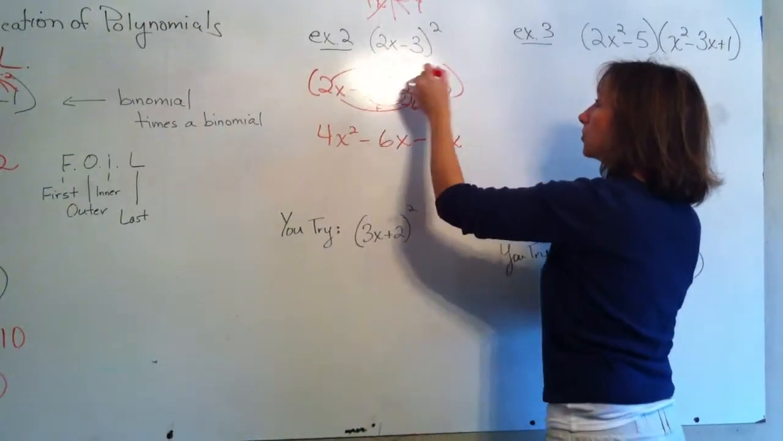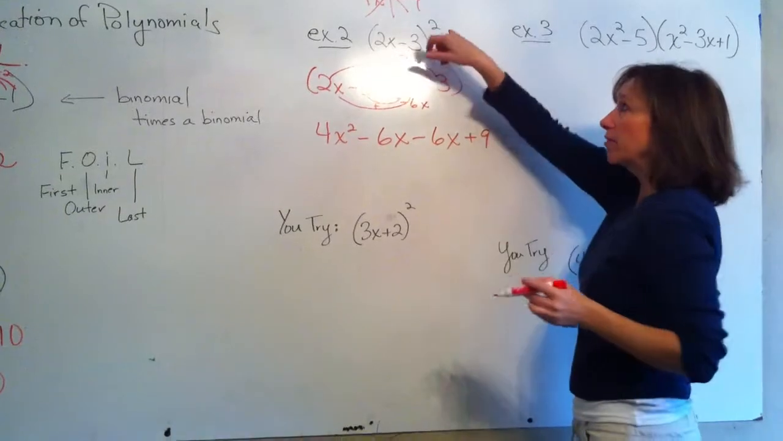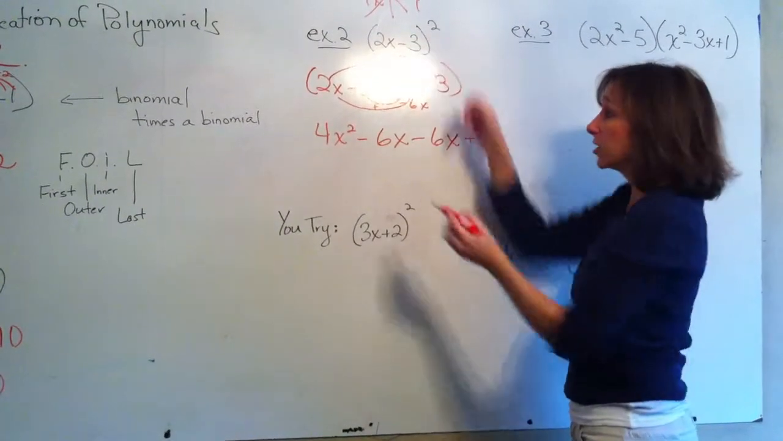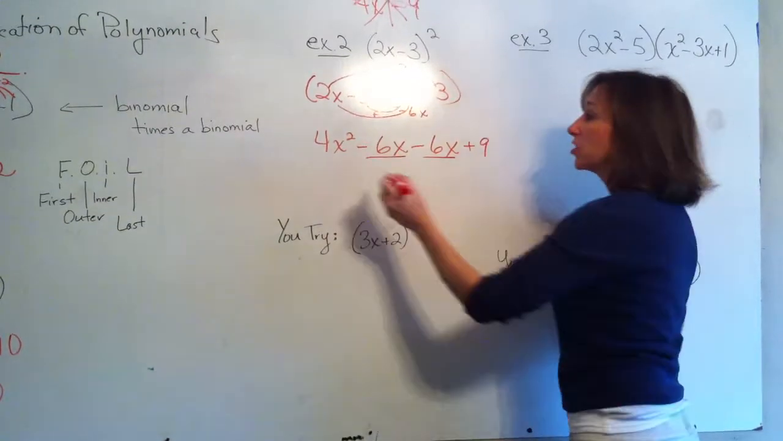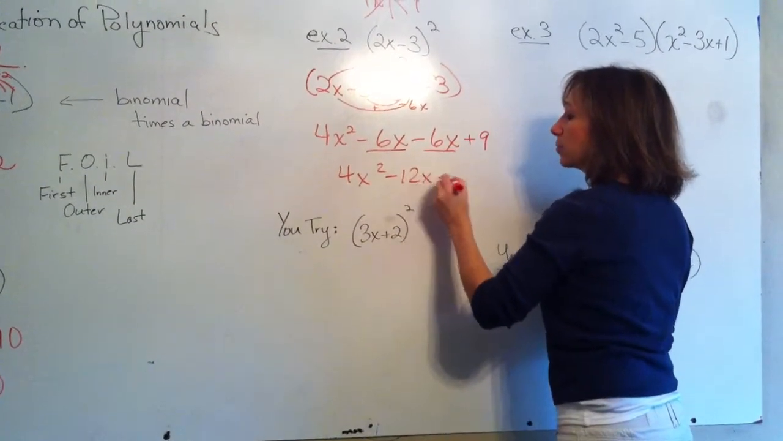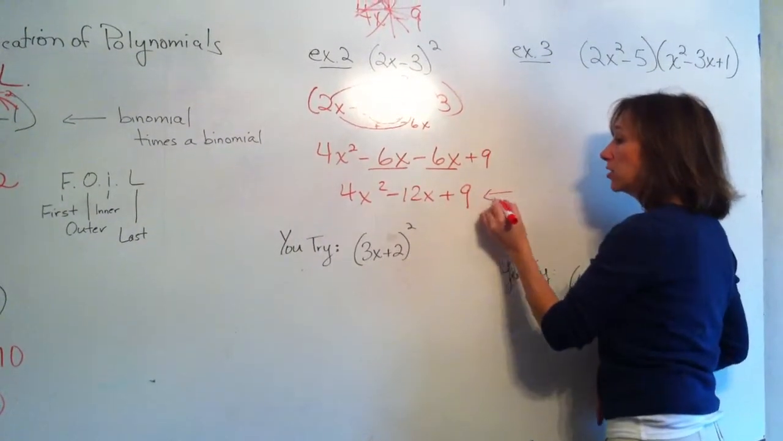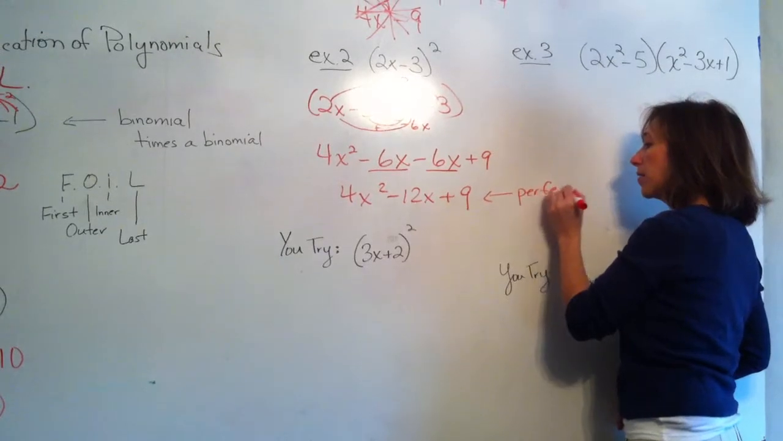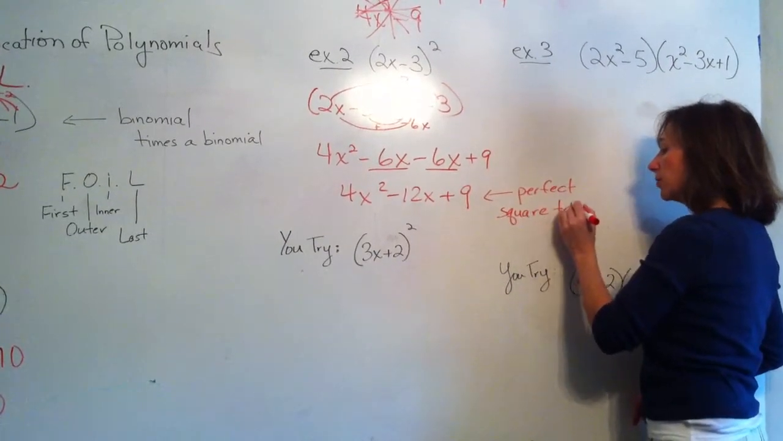And your last terms, minus 3 times minus 3 is plus 9. Now whenever you have this quantity squared, you're going to notice that these two things are going to be the same, and we'll talk about that later. So we'll combine those, so we get 4x squared minus 12x plus 9. And this is going to be called, which we'll get to later, a perfect square trinomial.